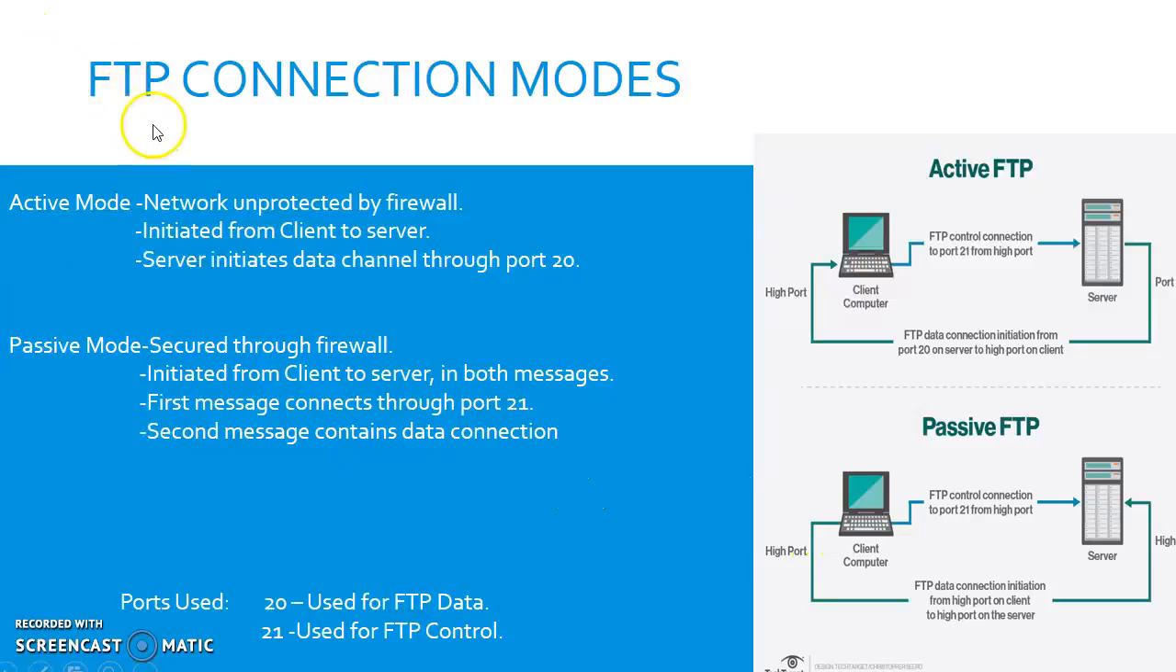FTP likes to use two specific ports when it is sending through FTP. For FTP data, like in the active FTP diagram we have up here, we're going to be using port 20. FTP control, however, likes to work through port 21. Both FTP data and FTP control use the TCP protocol in transmission.